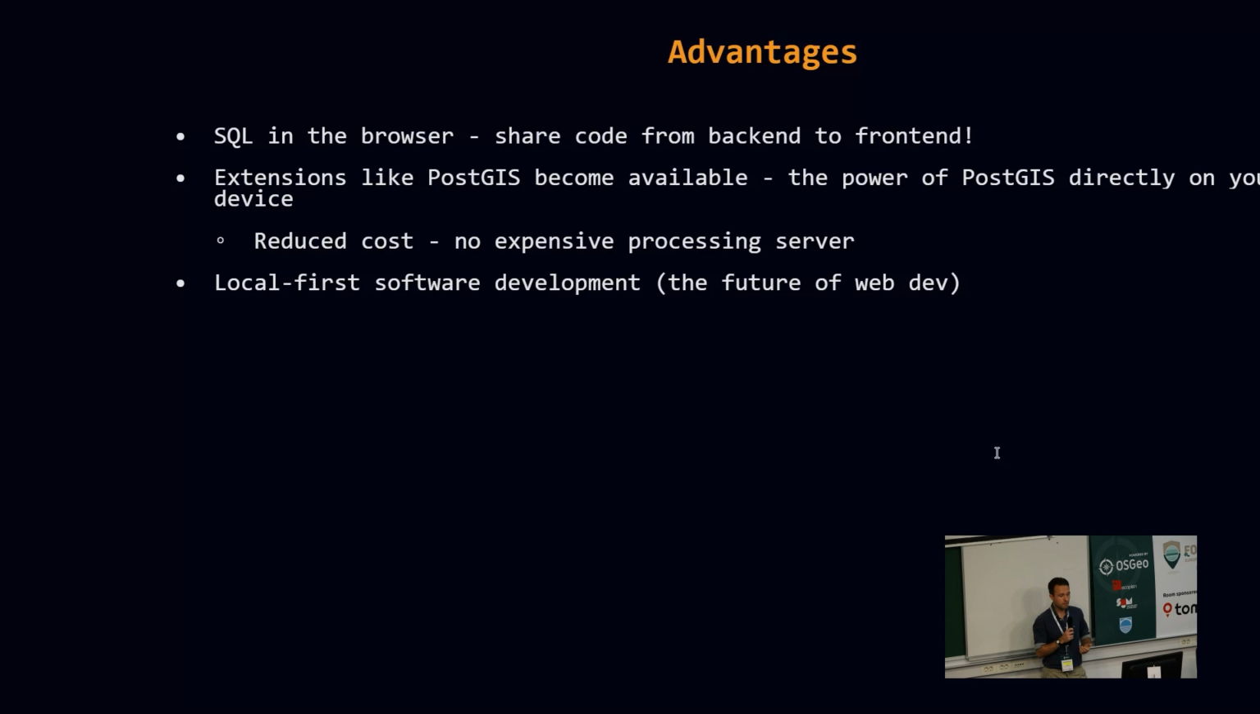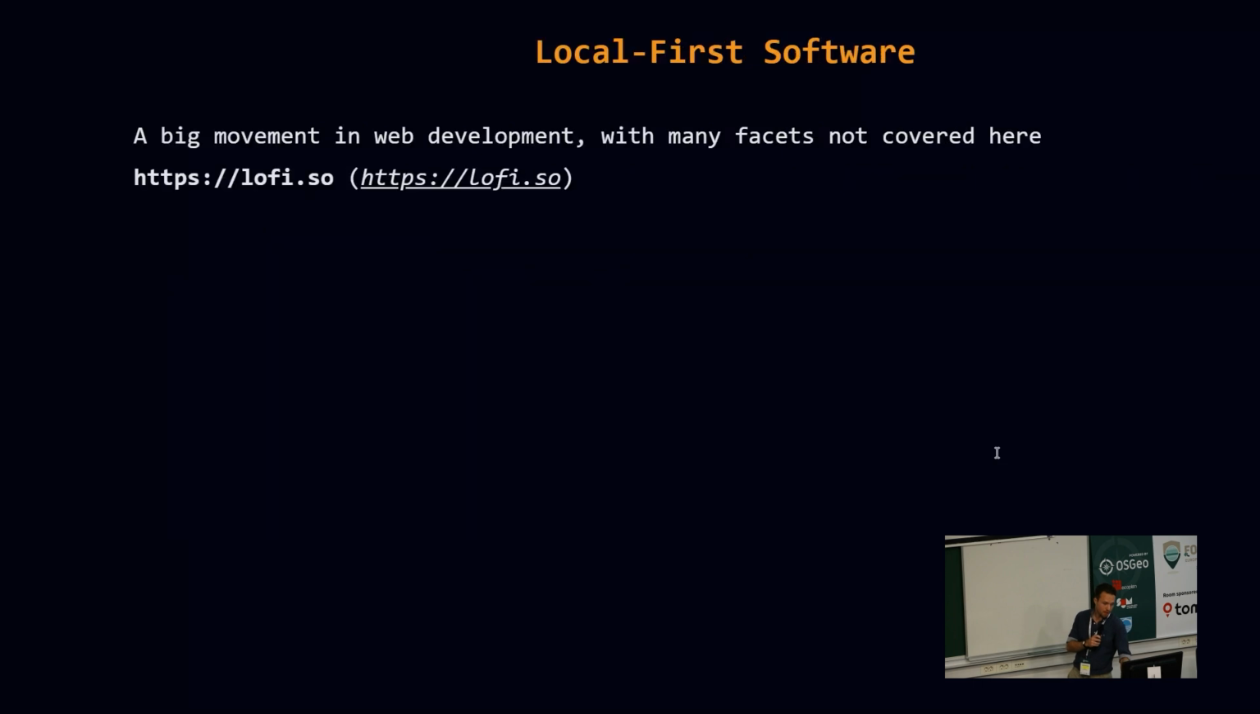It also enables local first software development. So that's really what I just want to quickly cover now. What I think is kind of the future of where web development may be going. So local first software is a pretty big movement in how things are done for web software. I'm not going to cover all of the ins and outs. There are many things that come under the umbrella of local first. One of them is offline first. But there's a few conferences that talk about this. There's lots of talks online. If you go to lo-fi.so, you'll get a lot of info about local first.